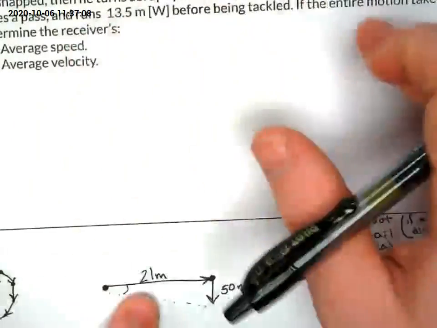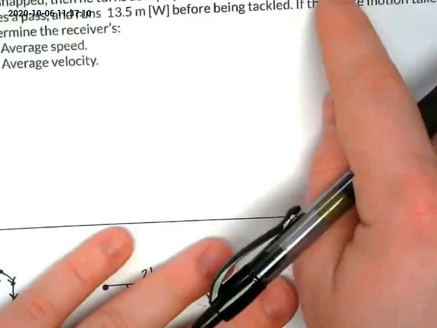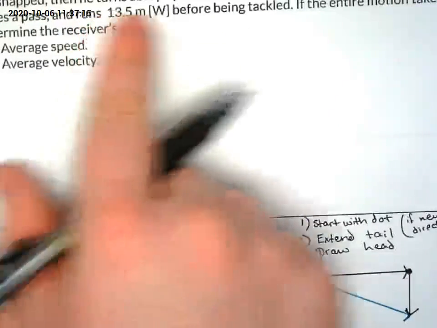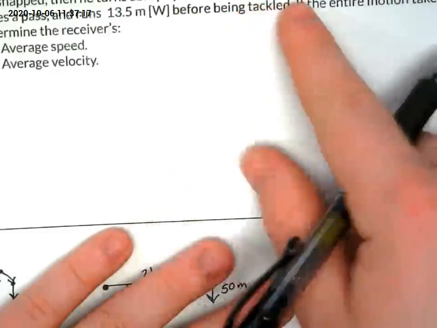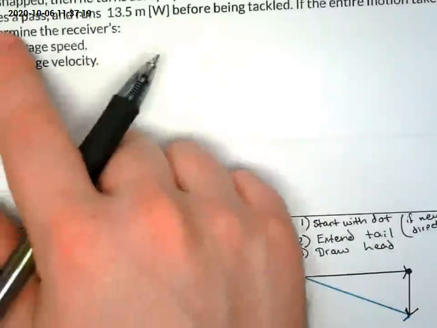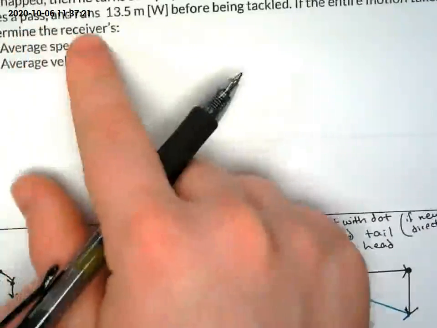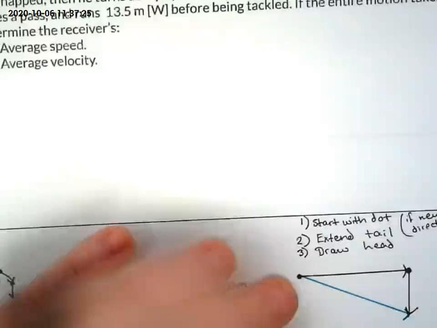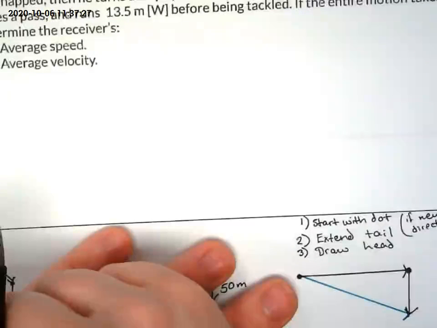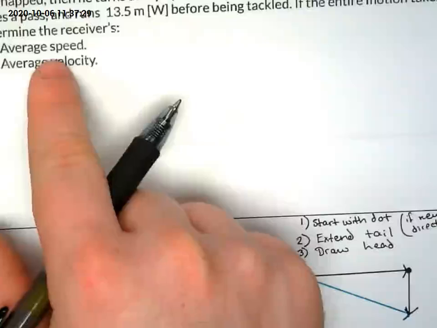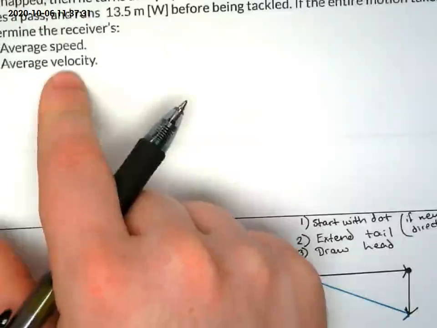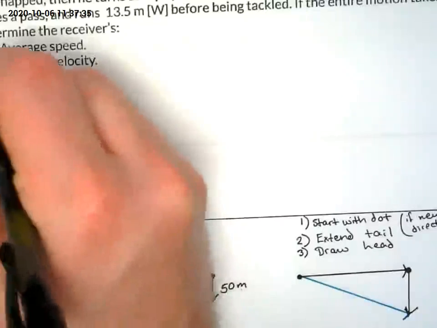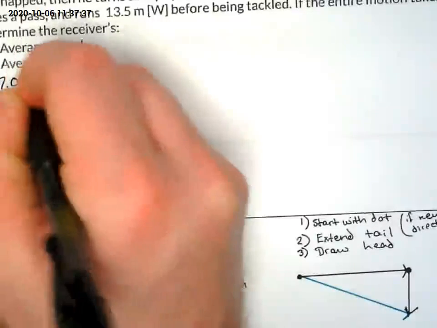So after leaving the huddle, a receiver on the football team runs 8.5 meters east, waiting for the ball to be snapped, and then he turns abruptly and runs 12 meters south, suddenly changing directions, catches a pass, and runs 13.5 meters west before being tackled. If the entire motion takes 7 seconds, determine the receiver's average speed and average velocity. Remember, when we're finding average speed and average velocity, we've got to take the time of the entire event, and the entire event was 7 seconds.